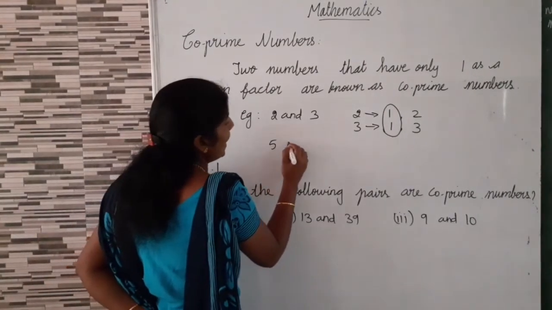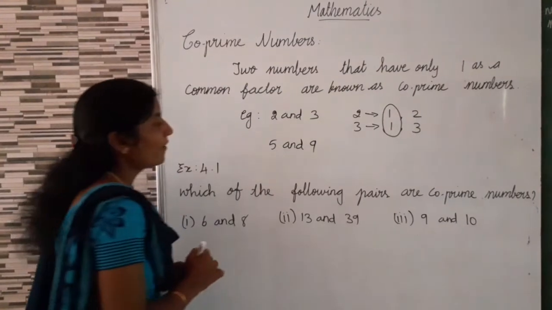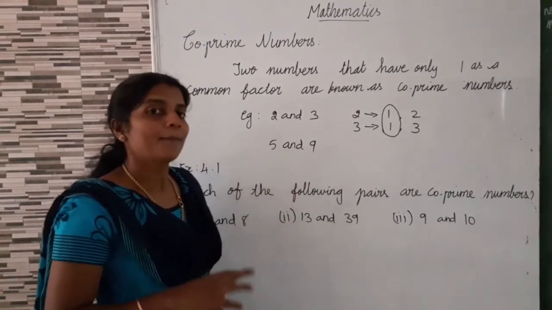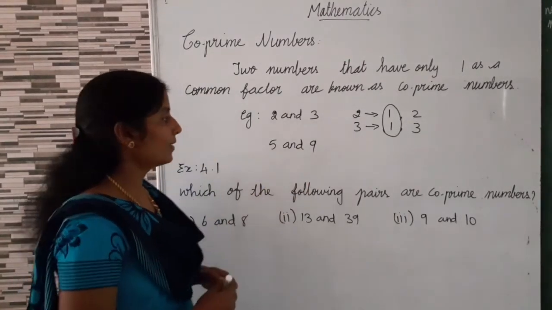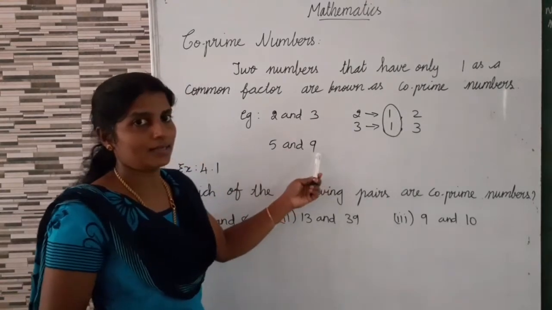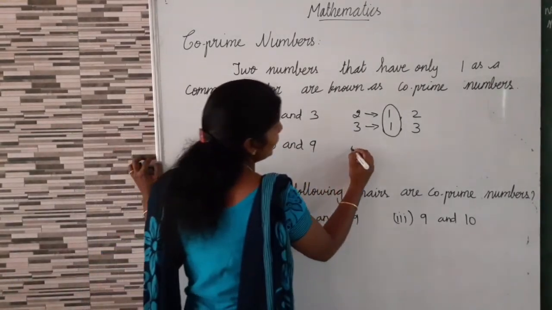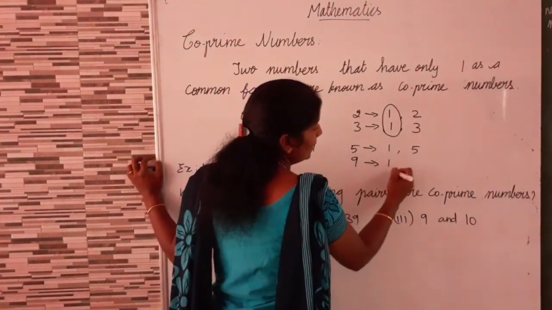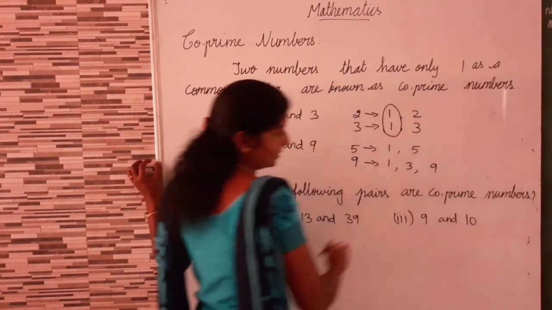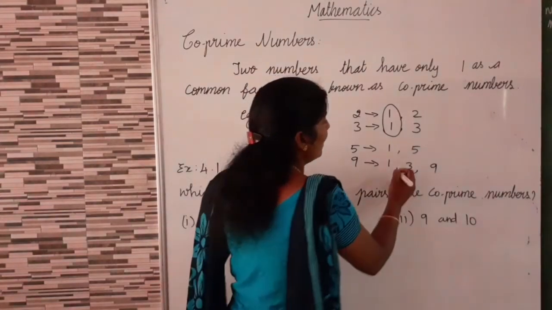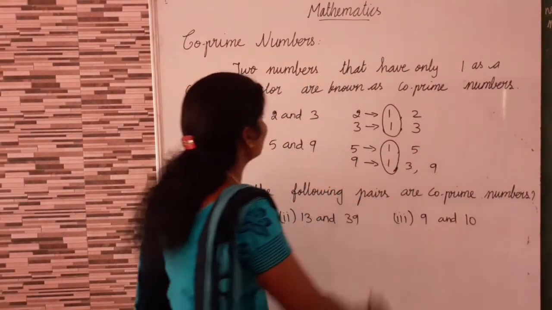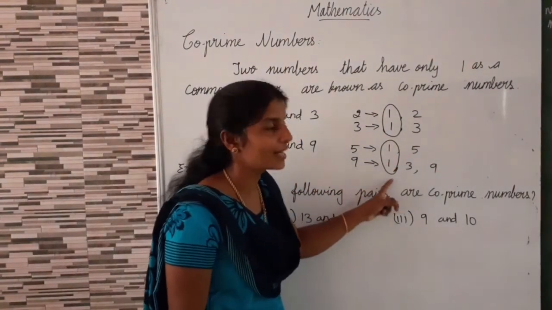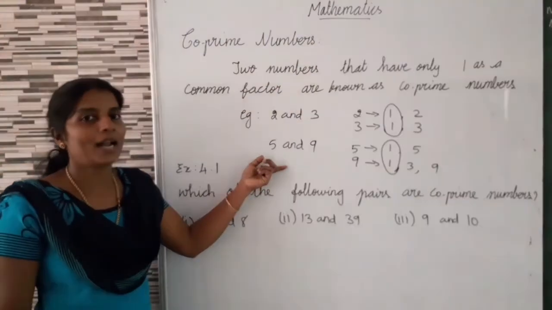Suppose we take 5 and 9. Here 5 is a prime number with only two factors, 1 and 5. But 9 is a composite number because it has more than two factors. Are these two numbers co-prime or not? Factors of 5 are 1 and 5. Factors of 9 are 1, 3 and 9. Here only 1 is a common factor, so 5 and 9 are co-prime numbers.